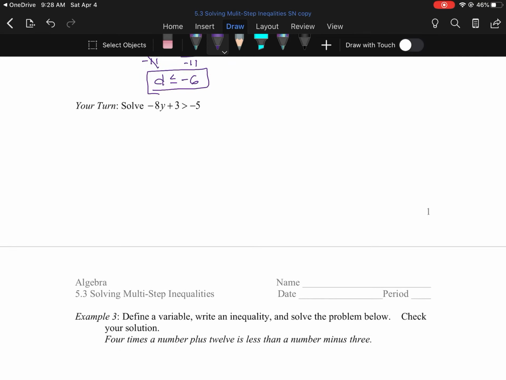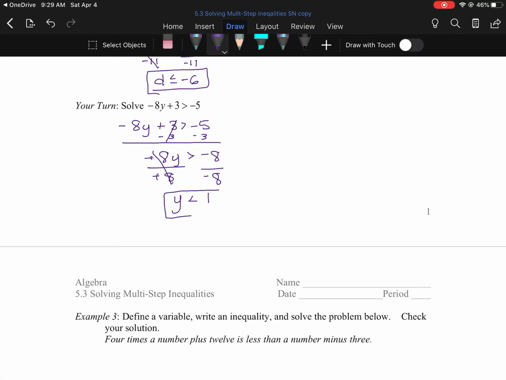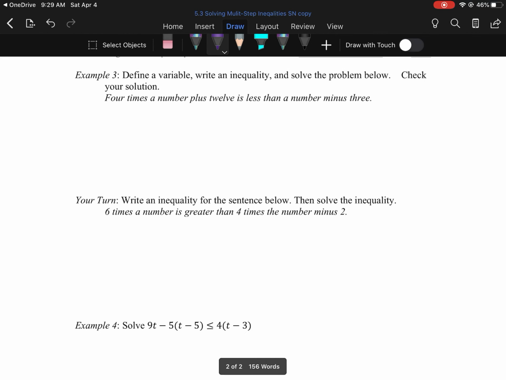All right, again, pause the video, take a moment, try the your turn, then come back and double check your work. All right, so you should get y is less than 1. Again, don't forget to flip that inequality sign.